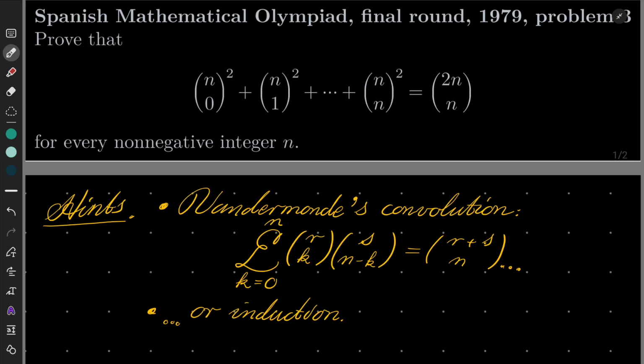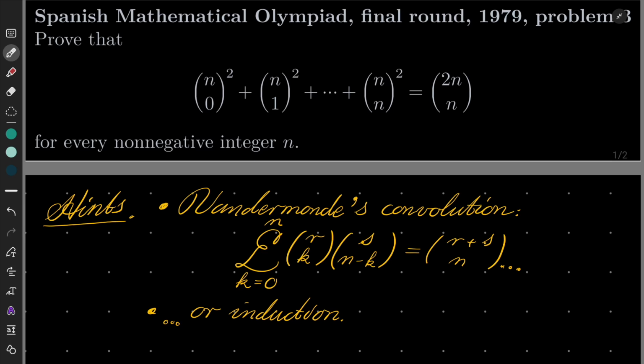Hello friends, in this video I'd like to solve the following problem from the Spanish Mathematical Olympiad, final round 1979, problem number 3. So we wish to prove that the following sum, n choose 0 squared plus n choose 1 squared plus, and so on, plus n choose n squared, equals 2n choose n for every non-negative integer n.